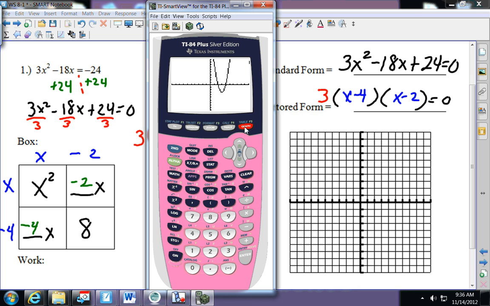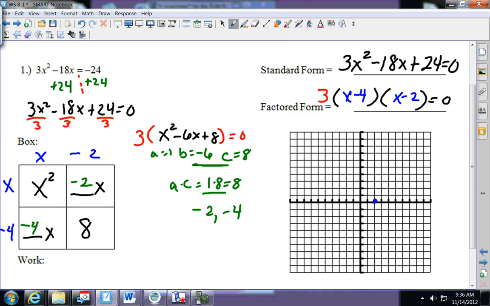How many solutions does this have? There are 2 solutions. Where does it look like it's crossing the x-axis? Looks like it's at 2 and 4, right? Well, if we look in the table, we should be able to figure that out. It says 2, 0, and 4, 0. So what we're going to do is come over to our graph. We're going to put a dot at 2, 0, and then at 4, 0.